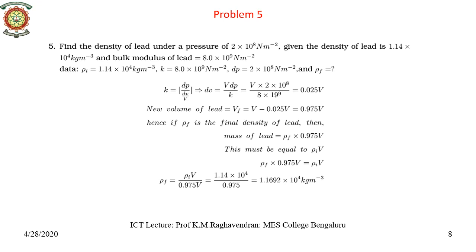So, when you equate the mass that is obtained from the final density and volume and the initial density and volume, we can solve for the new density as rho i into V, that is initial density into volume, divided by the present volume or new volume, which is 0.975 V, and hence obtain the density of lead as 1.16 into 10 to the power of 4 kg per meter cubed. Note that since the volume has decreased, the density has increased.